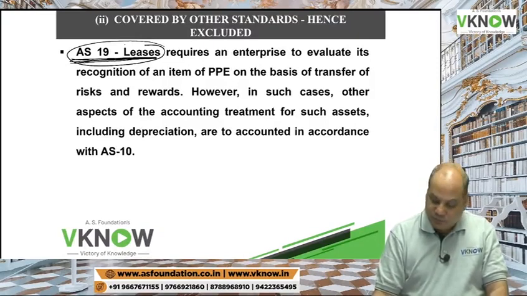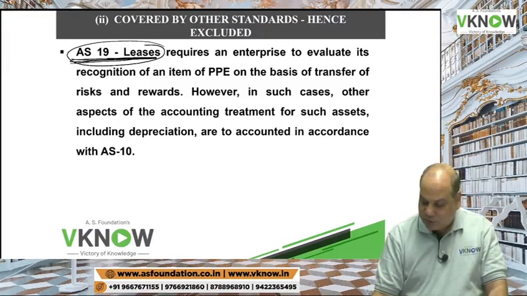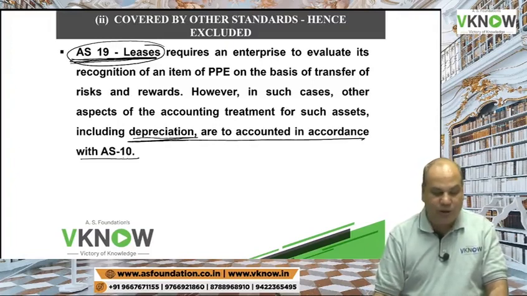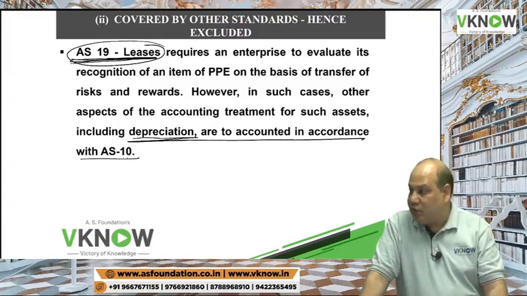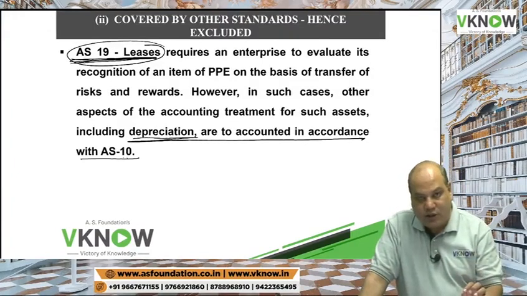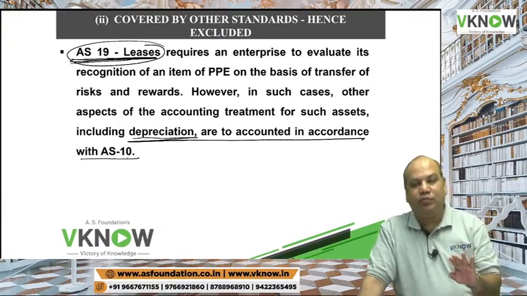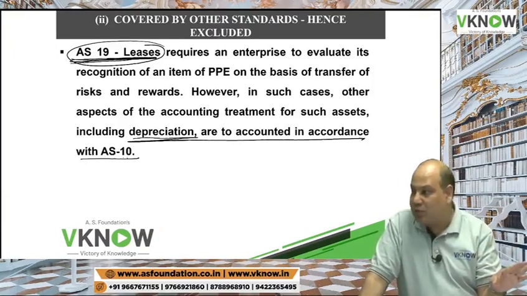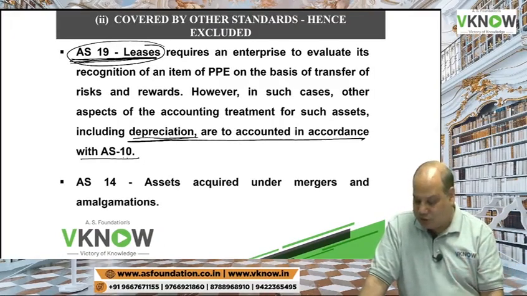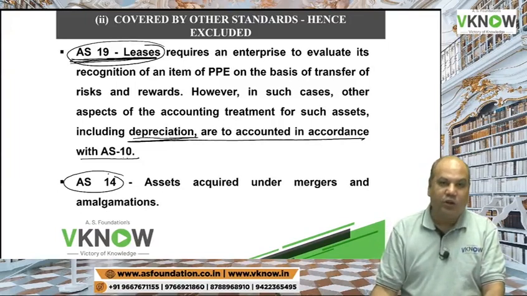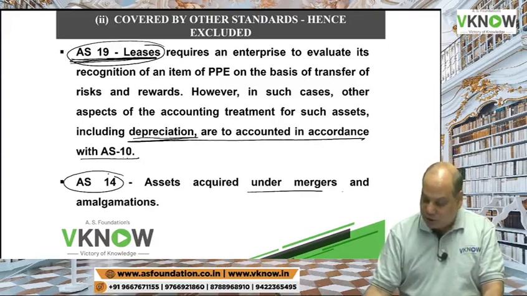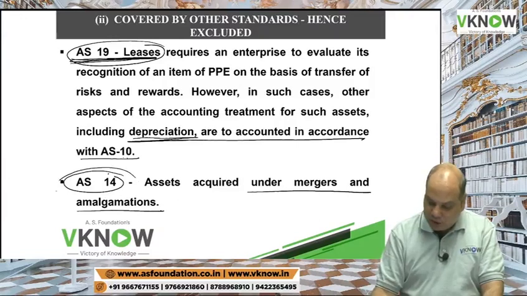AS-19 is applicable. AS-19 is a separate chapter, but the depreciation will be provided as per AS-10. Accounting of leased asset will not be covered by this standard, but the depreciation accounting, how to depreciate, how much to depreciate, that is done under AS-10, depreciation. This standard does not deal with asset acquired under mergers and amalgamation. AS-14 will deal with that. So this is your another chapter altogether.